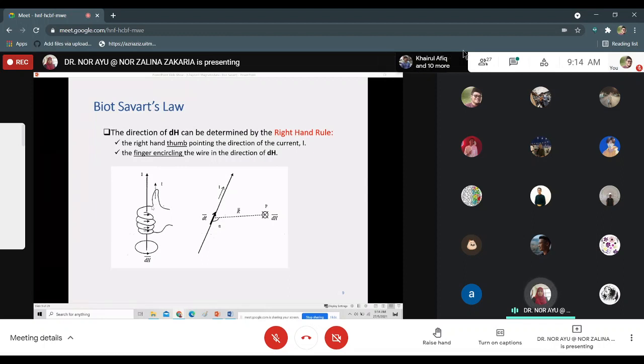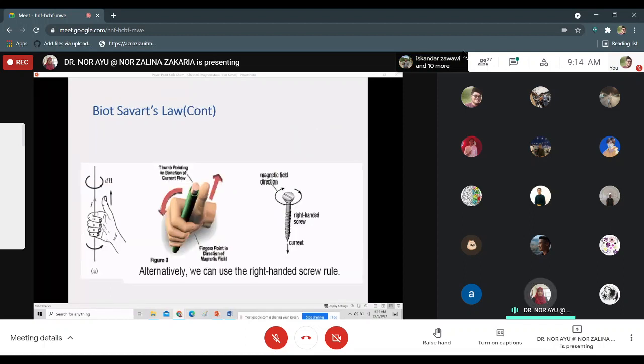Okay, so it will look something like this. The thumb will show the direction of the current, and the other four fingers will show the direction of the magnetic field intensity, H. All right, so here is also showing the right hand rule. Again, this shows the direction of the current, and this shows the direction of the magnetic field intensity. Or we can use what we call the right-handed screw.